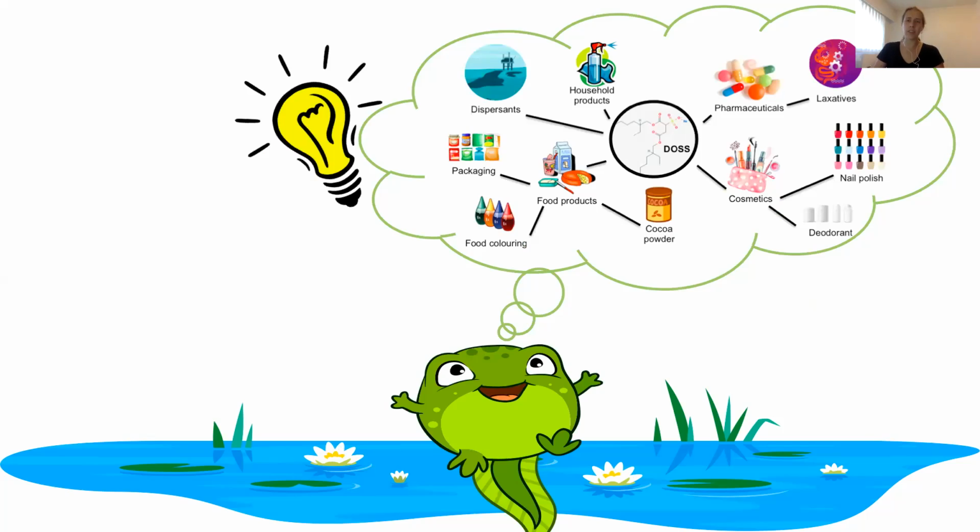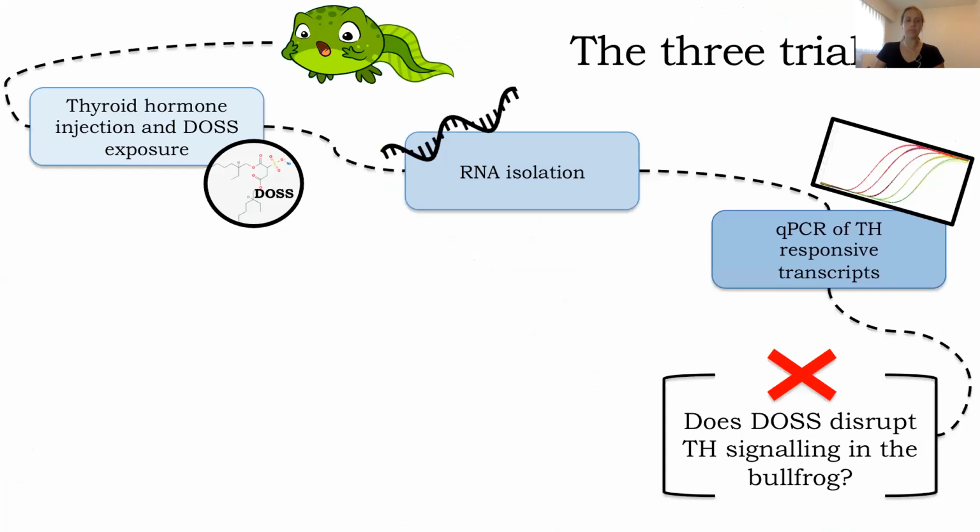And he wondered if DOS is in so many different things and could end up in his environment through wastewater or other means, how will that affect him? Specifically, could DOS be acting as an endocrine disrupting chemical?